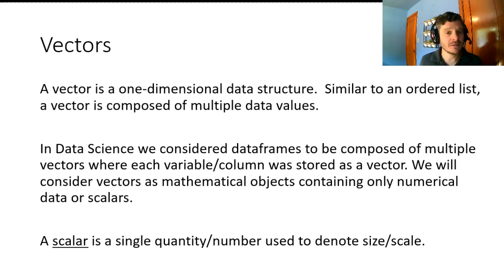What we're really going to talk about in this video, though, is vectors as mathematical objects and vectors that only contain numerical data, or what we call scalars. And scalar is just a word that we use to describe a single quantity or number used to typically denote size or scale. So like the number 2, that's a scalar because it's just a number by itself. Or the number 1,000,000, that's a scalar. It's just a size or quantity. And again, we can use it to represent one thing. So we could say we have $1,000,000 or $2. So we can include units with them too. Vectors are when we take those scalars and combine them into that ordered list or data structure.